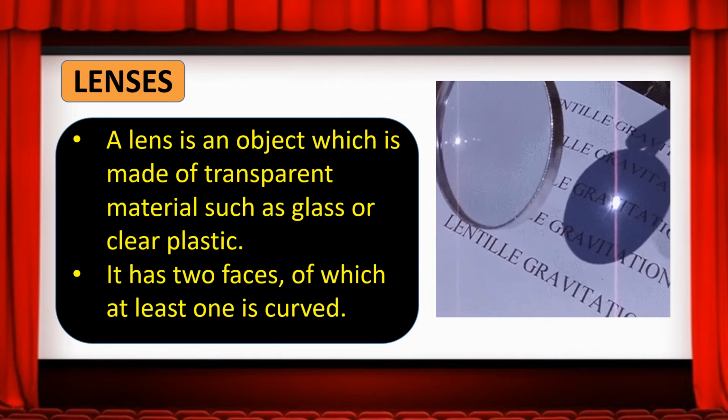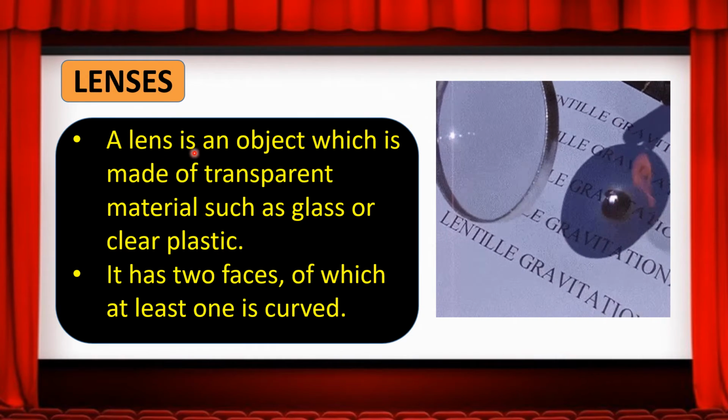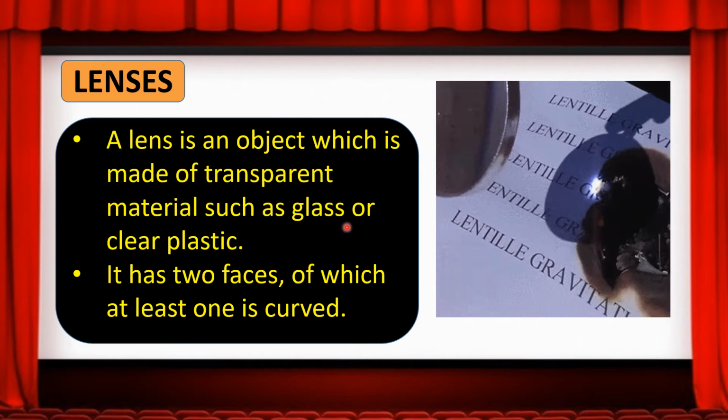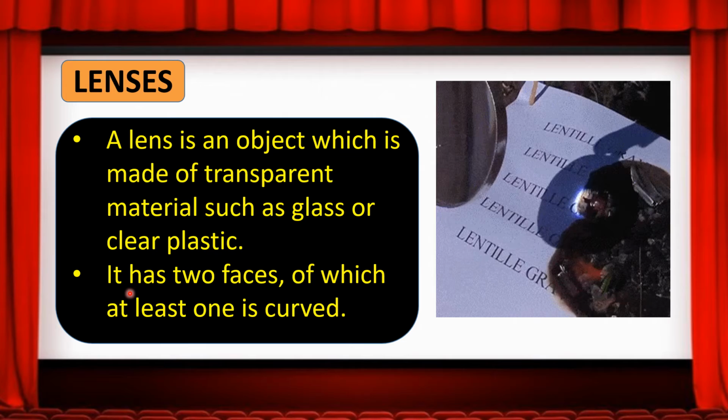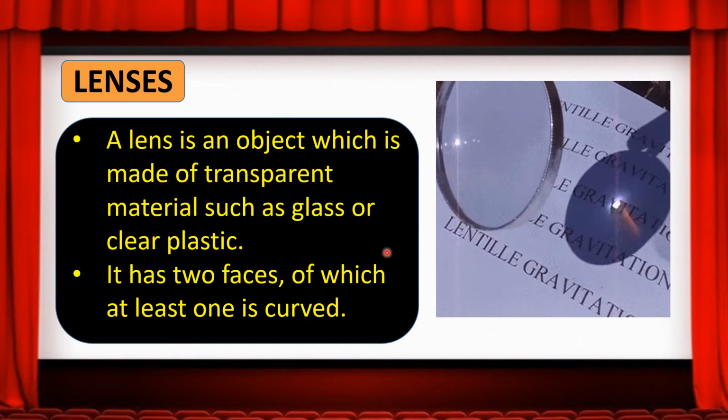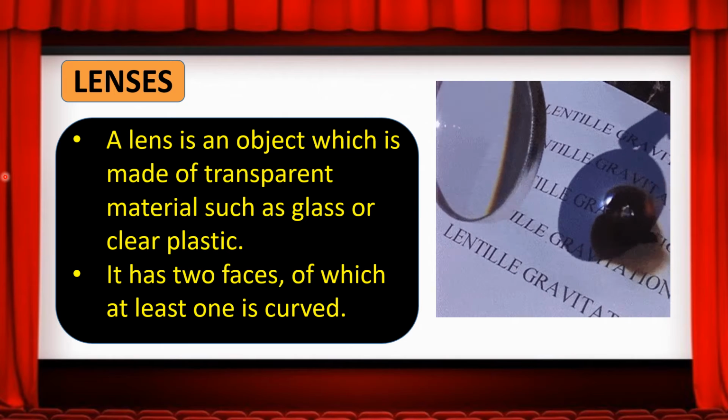So what are lenses? A lens is an object which is made of transparent material such as glass or clear plastic. It has two faces, of which at least one is curved. Can you read it again by yourself?